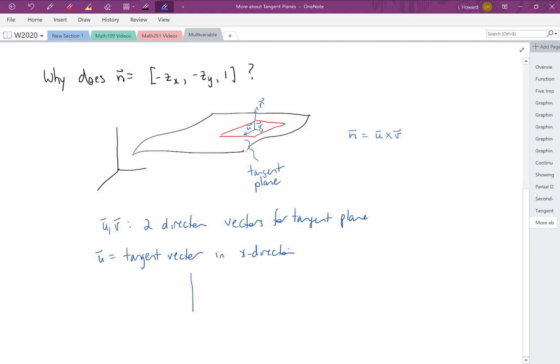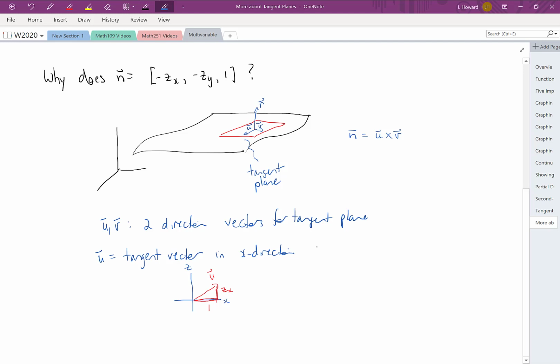Okay, so let's zoom in on what's happening in the xz plane when we think about this direction vector u. Okay, so let's say u looks like that. Because u is a tangent vector to our surface in the x direction, if we take a step of 1 unit in the x direction, let's actually draw a triangle here, the amount of change that we should be seeing in the z direction is z sub x. And that is simply by definition of the partial derivative z sub x. z sub x represents the rate of change of our function z with respect to the variable x. So when you increase x by 1 unit, the amount of change that you're seeing in your z variable is z sub x.